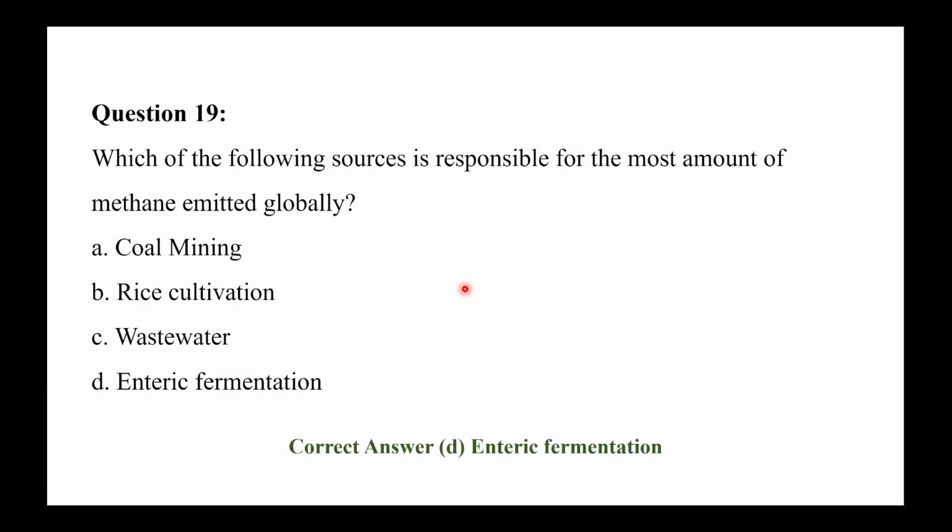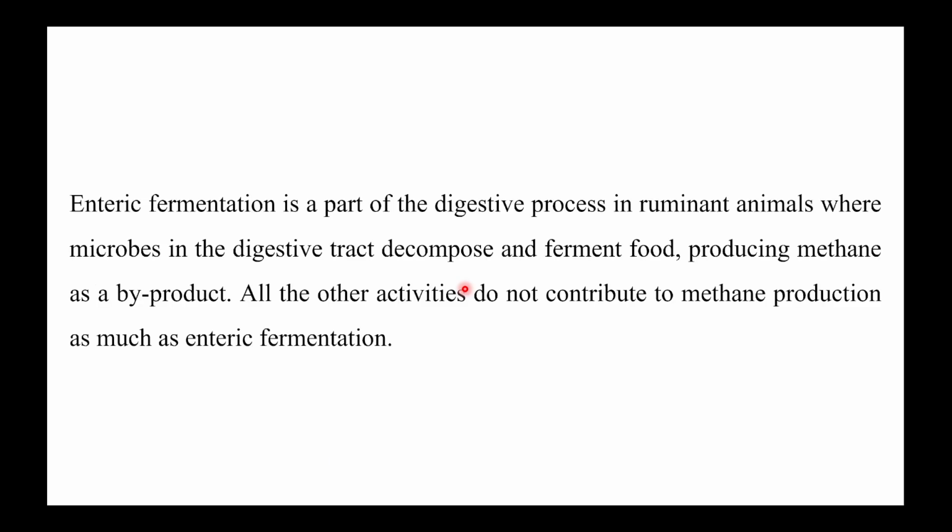I told you in the previous slide only, the digestive system or the anaerobic digestion tank generate the methane, right? So the digestive system of the ruminants generates the most amount of methane that is emitted globally. Okay. Enteric fermentation is a part of the digestive process in the ruminant animals, where microbes in the digestive tract decompose and ferment food, producing methane as a byproduct. Okay.